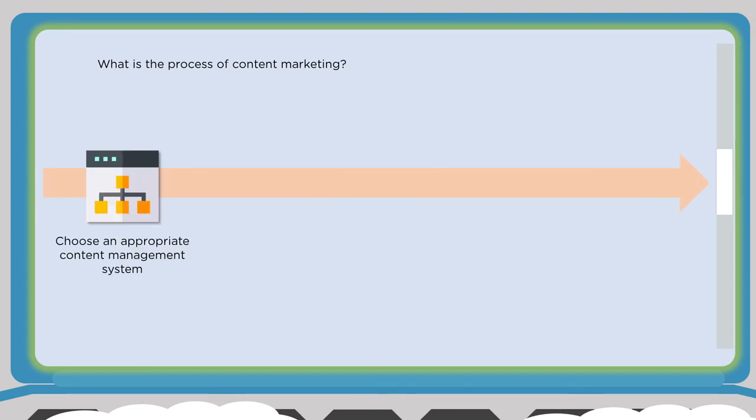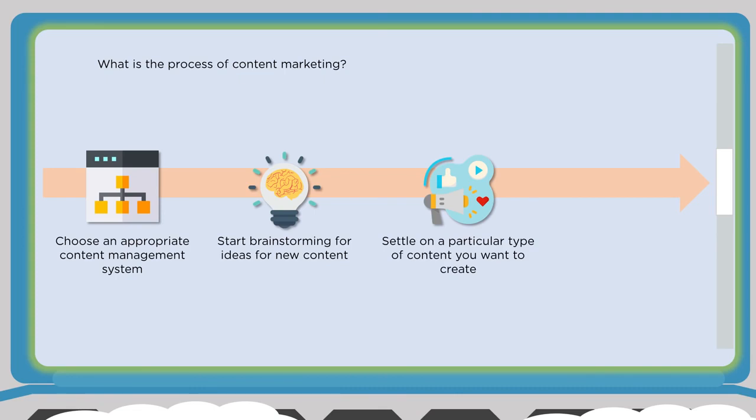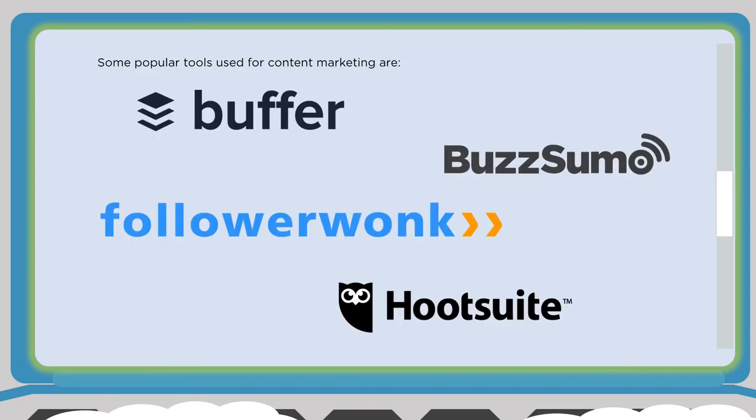So you want to choose an appropriate content management system. So if it's a blog, you want to use WordPress maybe. So you want to start brainstorming for new content ideas. So in my opinion, maybe put together a content calendar and jot some ideas on that content calendar. Then you want to settle on a particular type of content you want to create, and then you want to be able to publish and manage your content. So some top popular tools used for content marketing, you have Buffer, you have BuzzSumo, Follower One, Hootsuite.